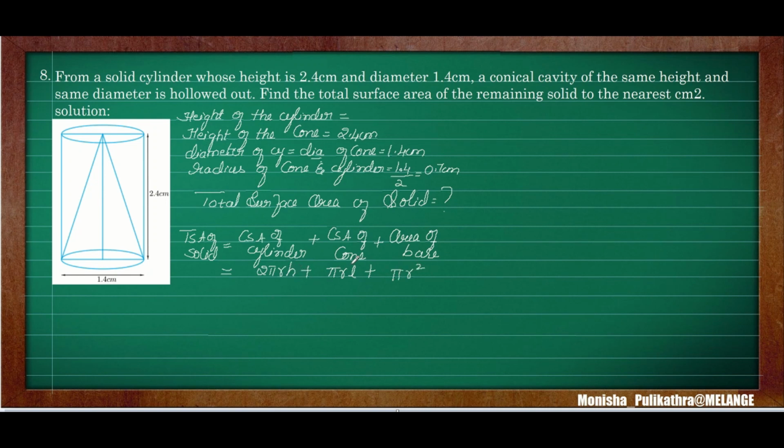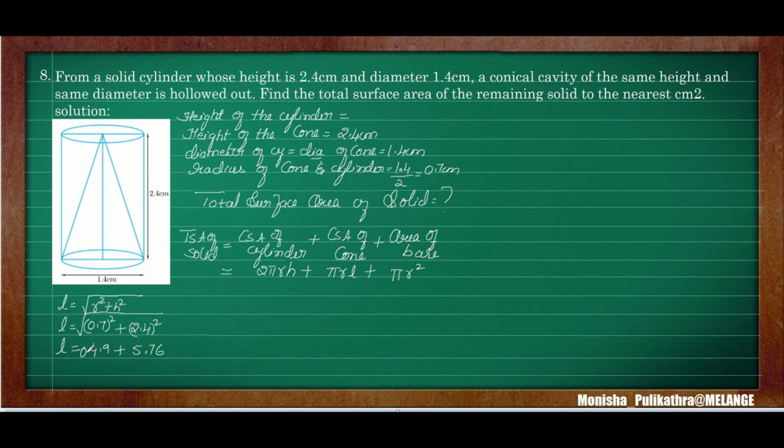Here R and H are there, but L, the slant height, is not there. First we have to find it out. So L is equal to the square root of R square plus H square. So the radius is 0.7 whole square, plus H, the height, is 2.4 whole square. Okay. So L is equal to, if 7 square is 49, then 0.7 square is 0.49, plus if 24 square is 576, then 2.4 square is 5.76.